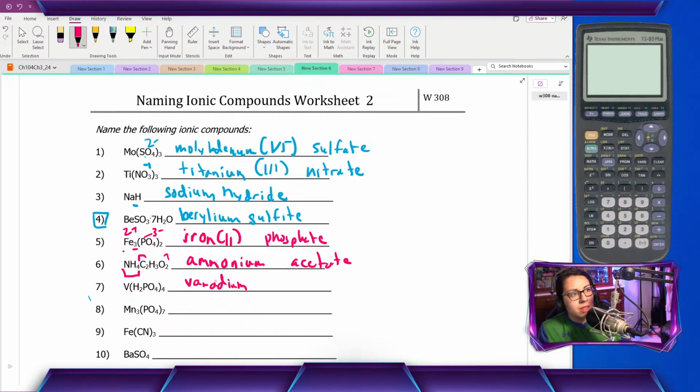So vanadium, and then H2PO4. So that's dihydrogen phosphate, and it has a -1 charge on it. There's 4 of them, so -1 times 4, -4. So that must mean we're at vanadium 4 and then dihydrogen phosphate.